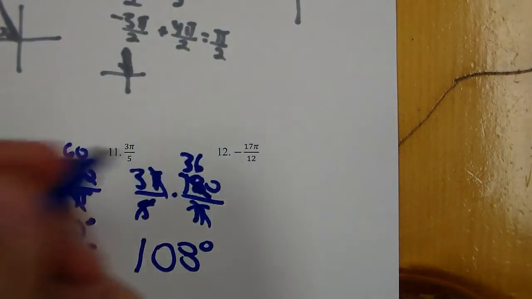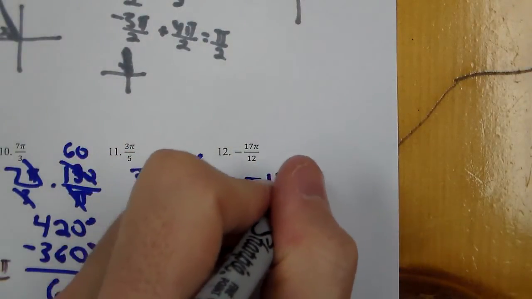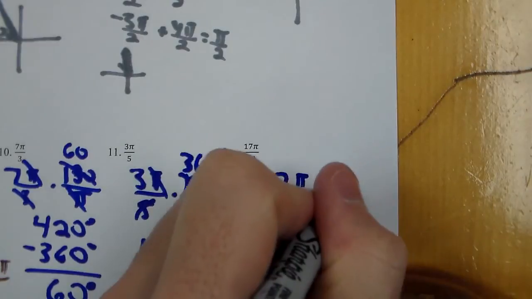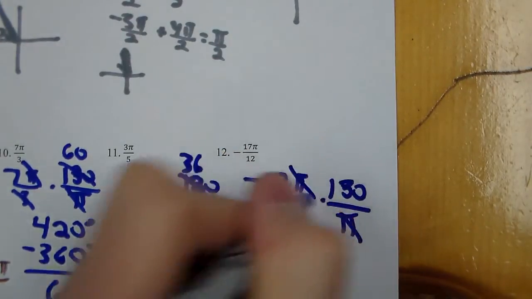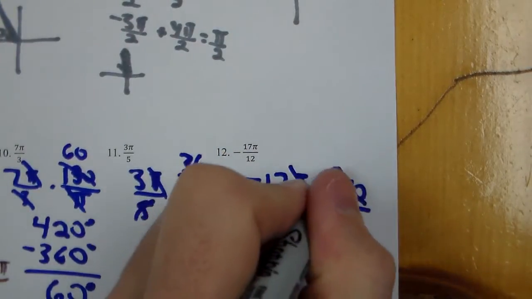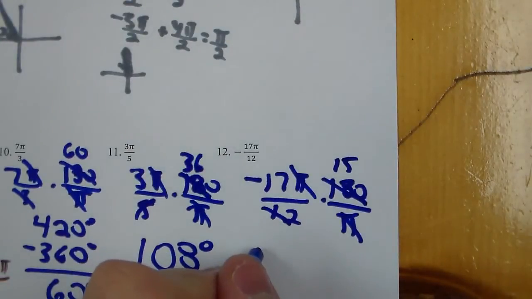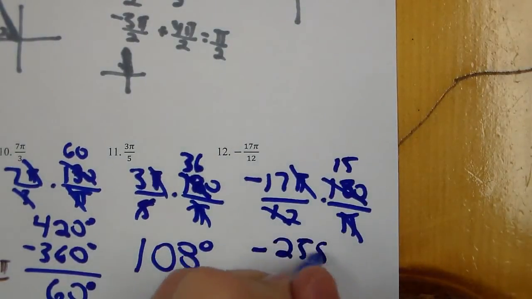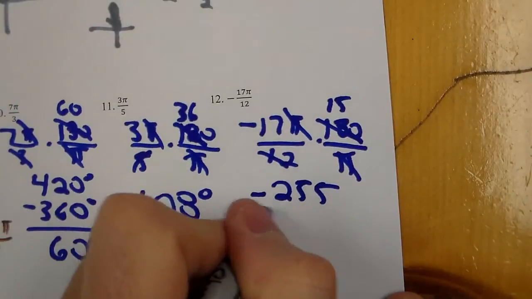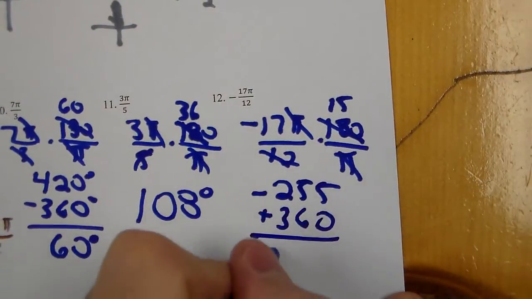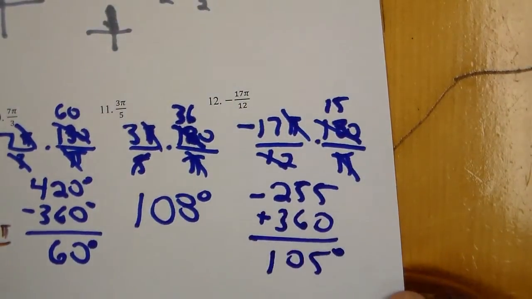Negative 17 pi over 12. We'll multiply by 180 over pi. Pi's are gone. 12 and 180 leaves me with a 15 on top. Multiplying out, that comes to negative 255. Then I add 360 to that, and I get 105 degrees.